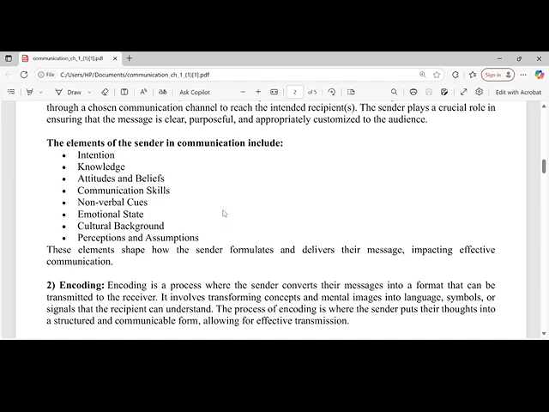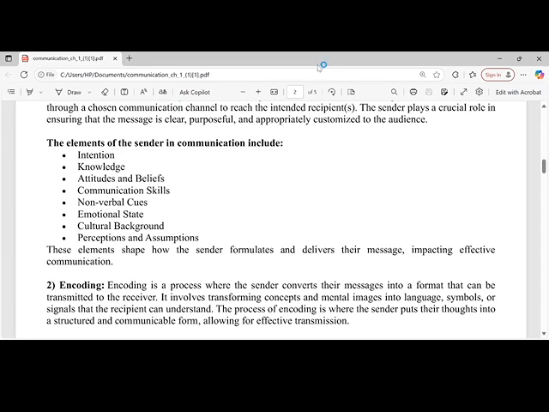The sender should have a clear reason or purpose for communication. Then his intentions guide the content and delivery of the message. The sender should possess the information, ideas, feelings which they wish to convey. So his knowledge about the subject matter and the receiver influences the message's clarity and accuracy. He should know about the receiver. Then this is the process of translating thoughts and ideas, so he can effectively encode the message, ensuring it is clear, concise, and unbiased.